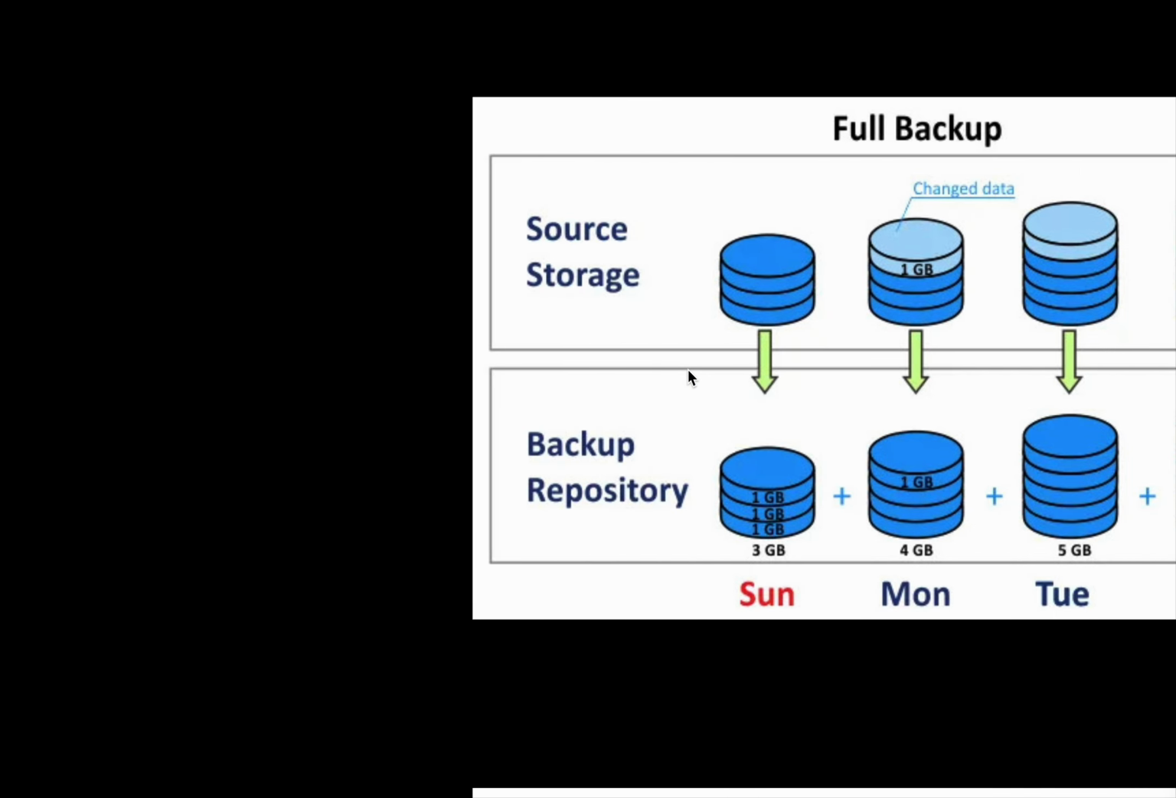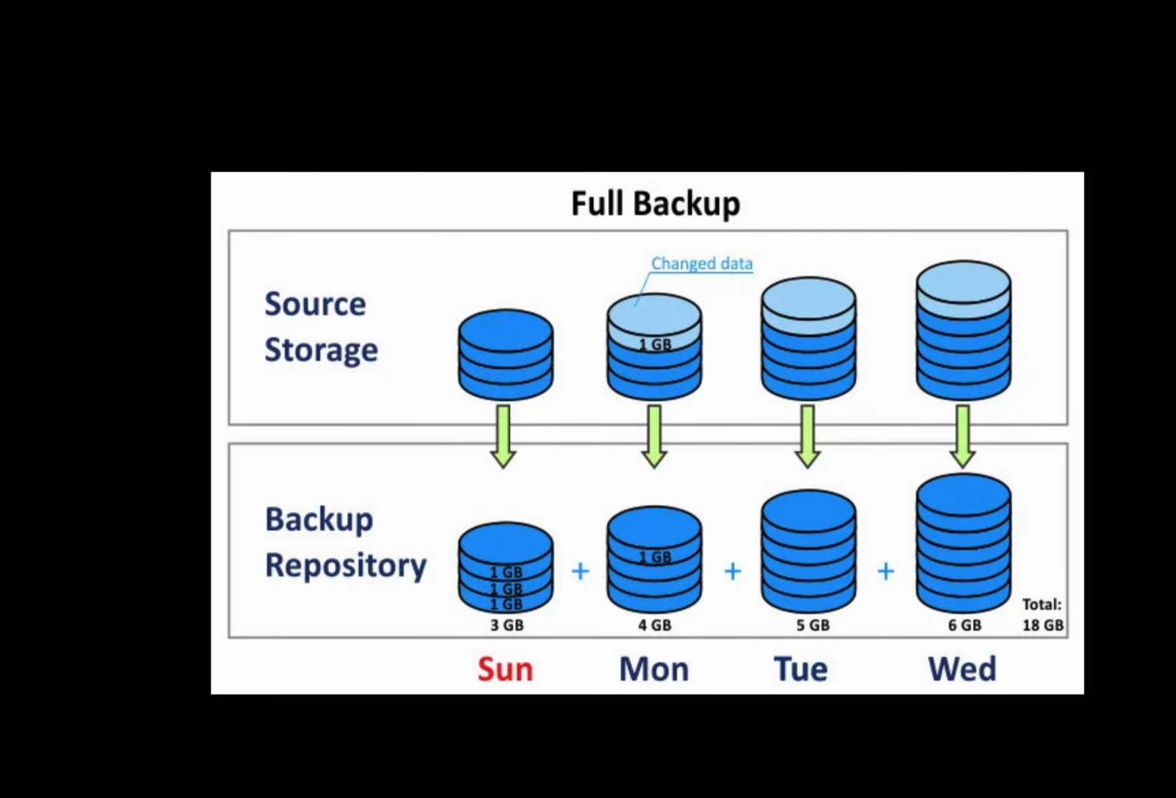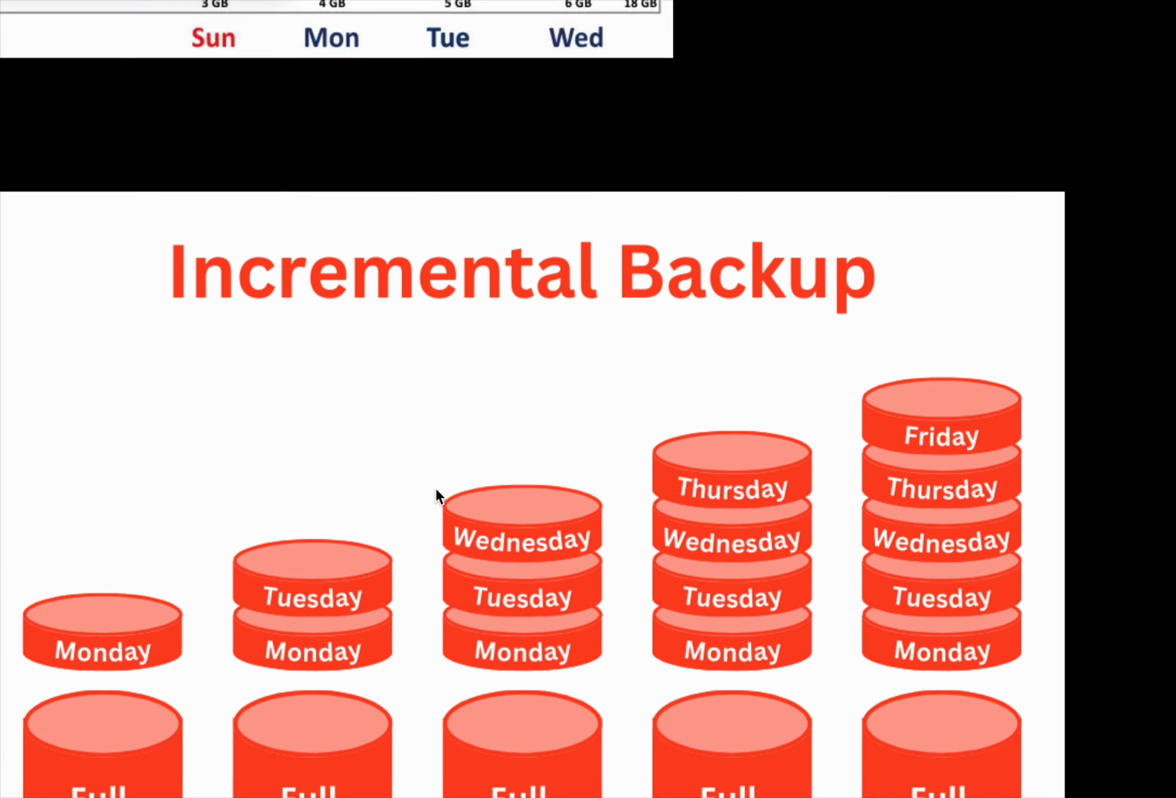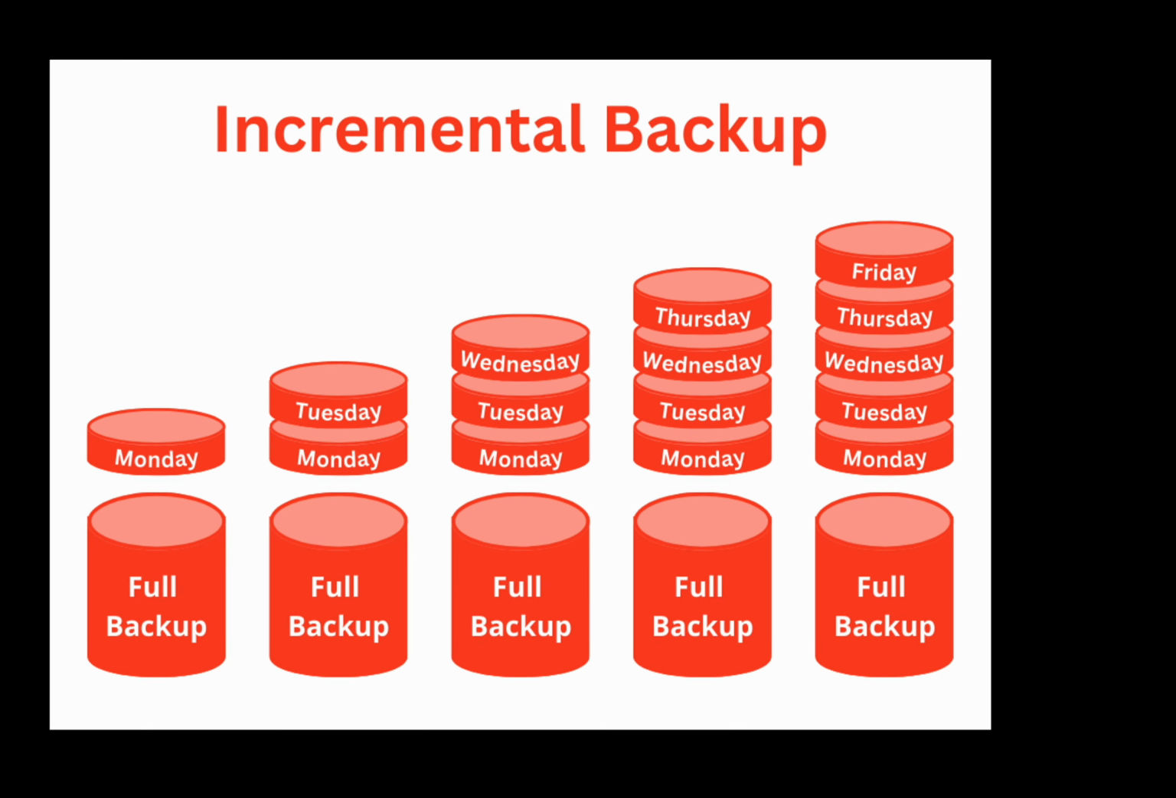Let's start with the full backup. A full backup captures your entire database at a single point in time. It's the simplest to restore, but also the most time consuming and storage heavy if you do it frequently. Number two, we have incremental backups. The incremental backup only backs up changes since the last backup, whether full or incremental. It saves storage space and time, but restoring can be slower because you need multiple backup files.